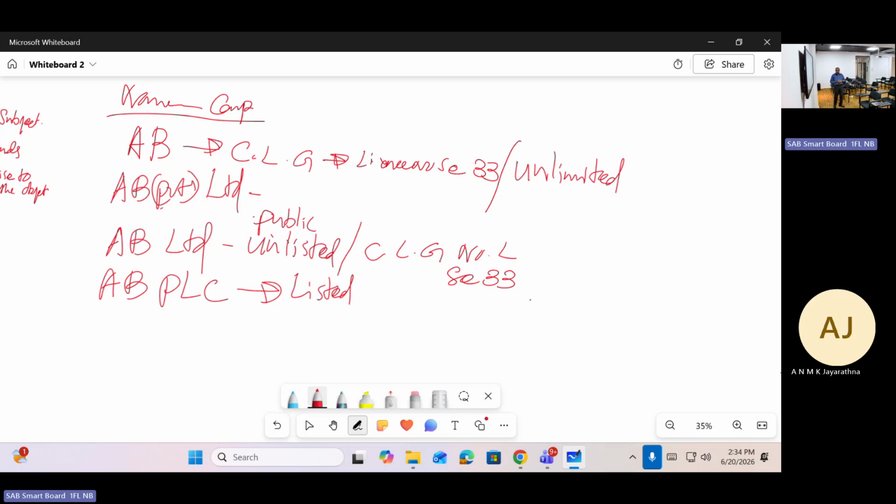Then the next condition is that Amal and Bimal want to safeguard their personal assets in the event of future liquidation of the company. Then we can remove the unlimited company. According to the fifth condition, the future company cannot be an unlimited company.